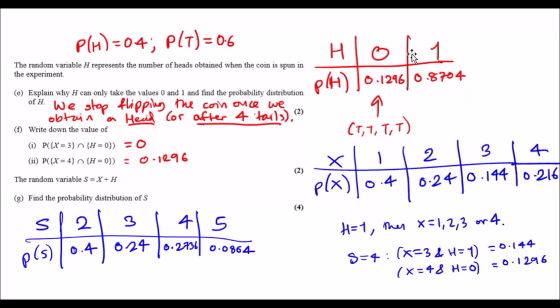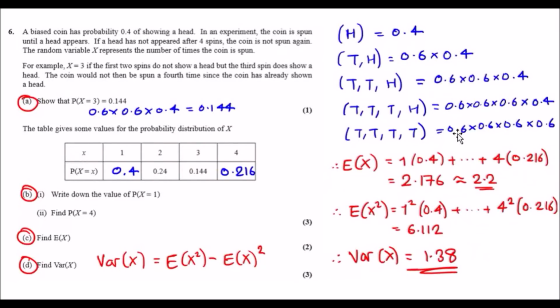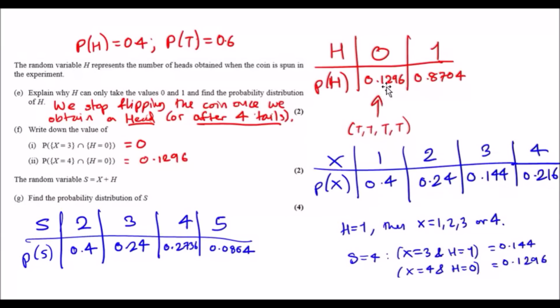Now as for the distribution, to get 0 and 1, to get 0, as I just said, we need to get 4 tails. So just find the probability of 4 tails, which we did here, which is 0.6 times 0.6 times 0.6 times 0.6. And you should get this result here, 0.1296. So to get 1 is simply 1 minus that, because there's only 2 options. Yeah, that's easy.